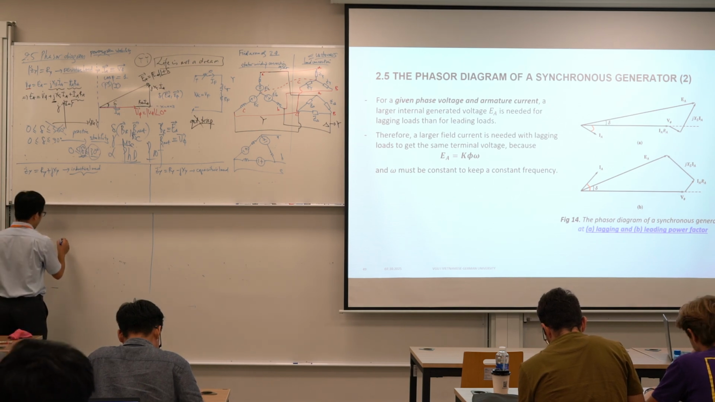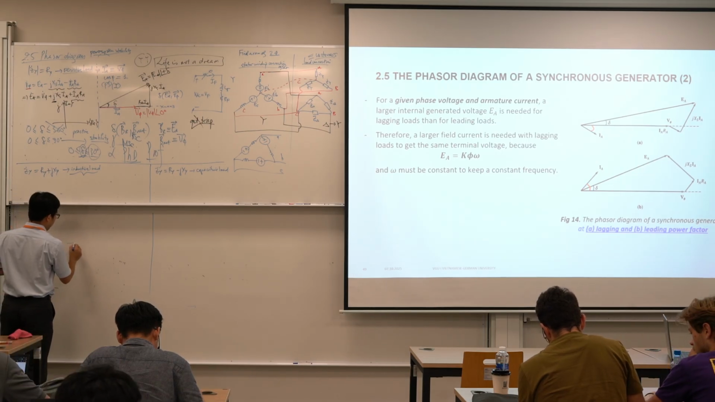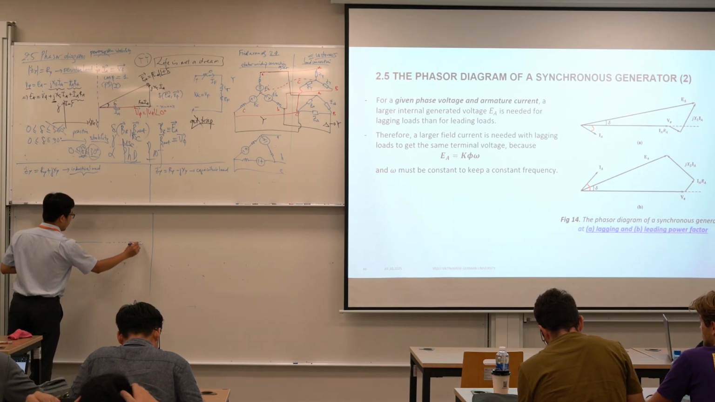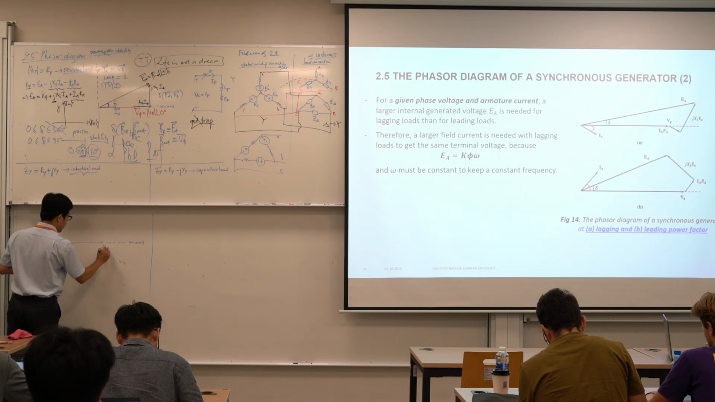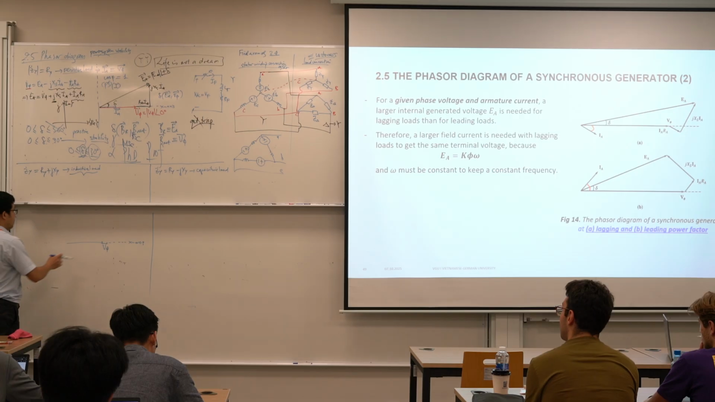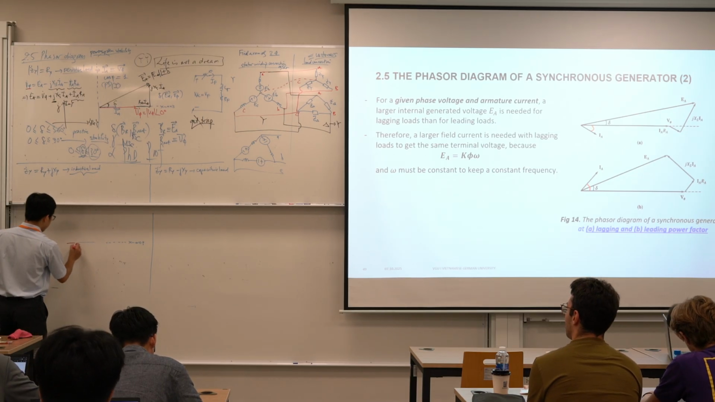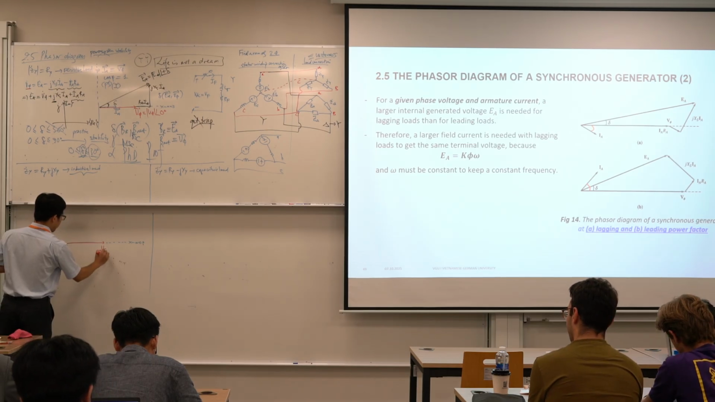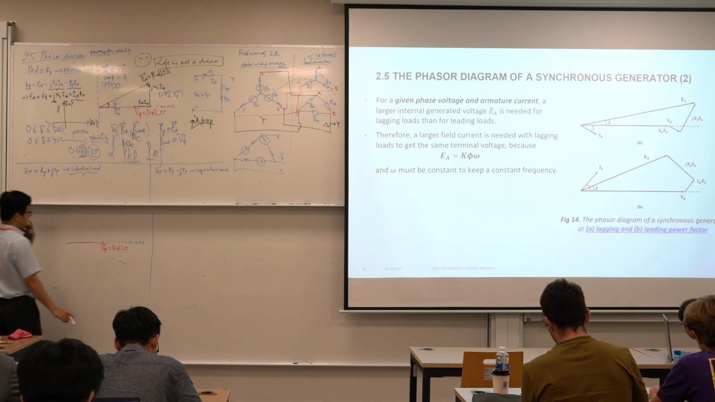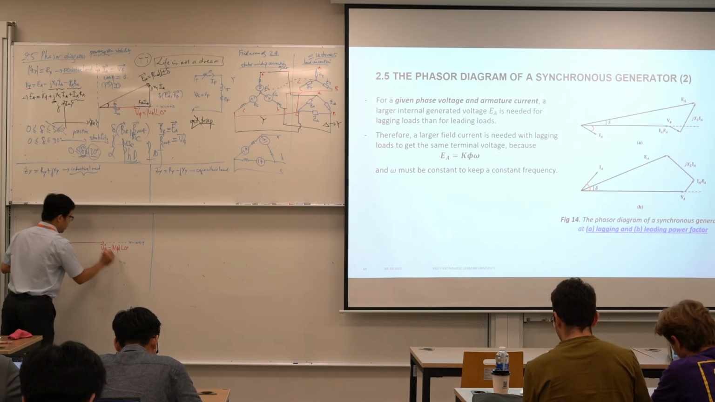So now we have the x-axis, right? This is V phase. Maybe I use another color. This is V phase with 0 degree.